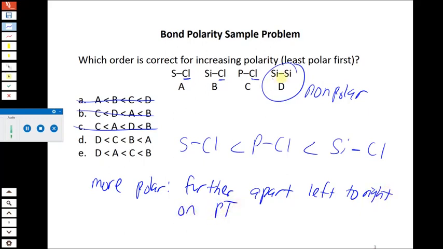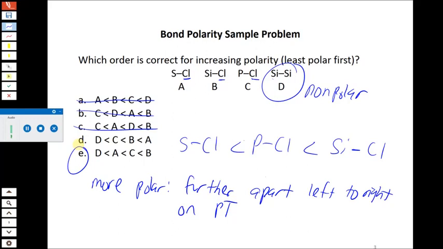And we could have used the same analysis for the Si-Si bond because it's right on top of itself. So of course it's the closest together also from a left to right standpoint. So the answer choice that then works is we want sulfur chlorine next. We want D, then A, then C, then B. So it's going to be choice E here. Okay? All right, any questions on bond polarity?